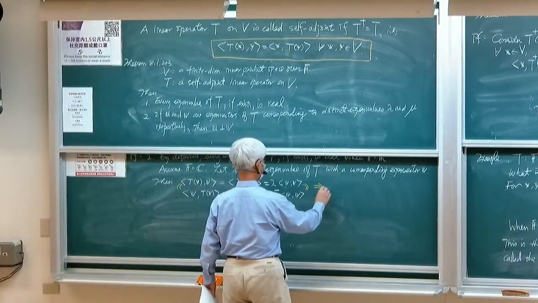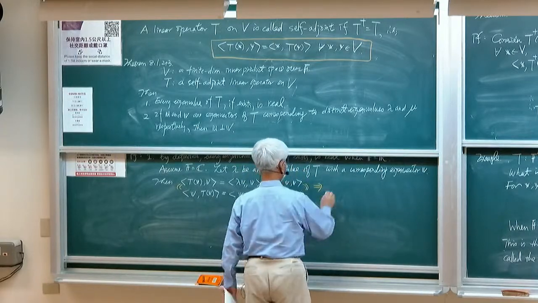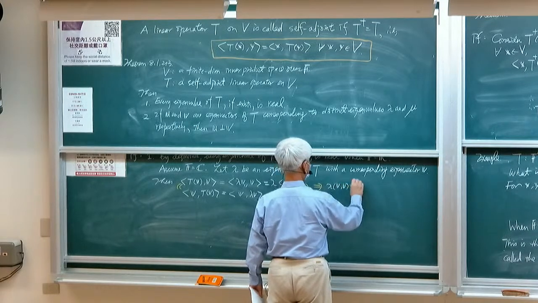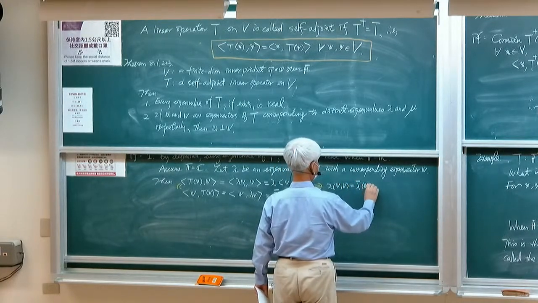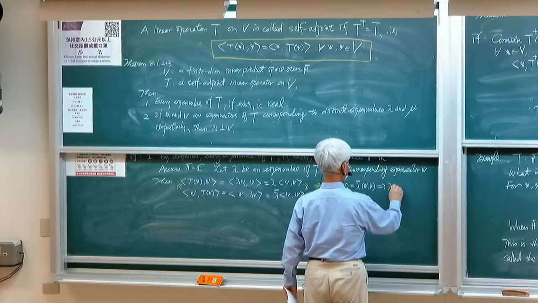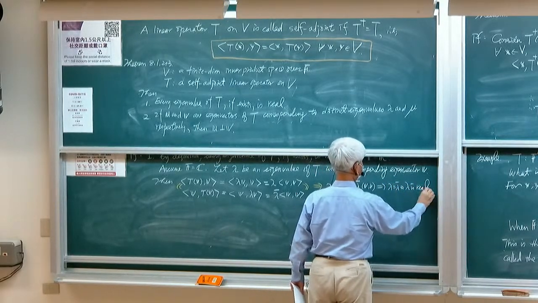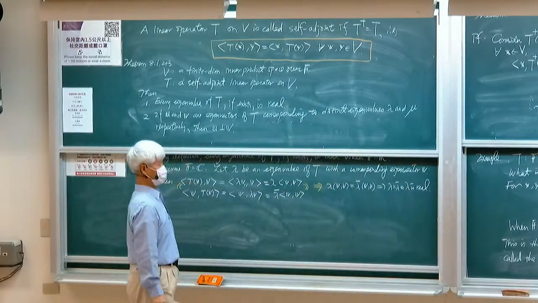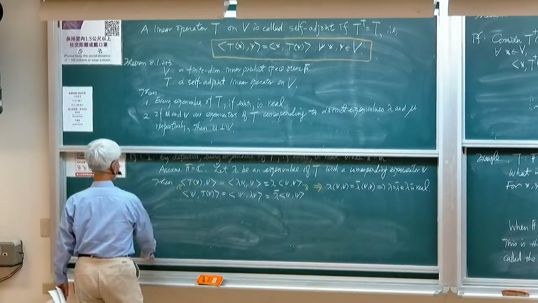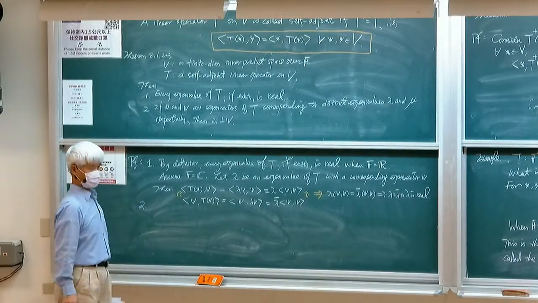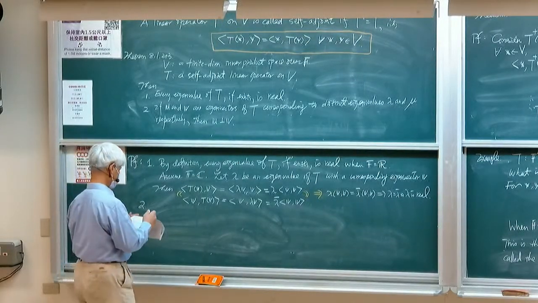So this implies that lambda is equal to lambda bar. And this implies lambda is real. Okay, so we are done. So for the complex case, if an eigenvalue exists, then this eigenvalue must be real.